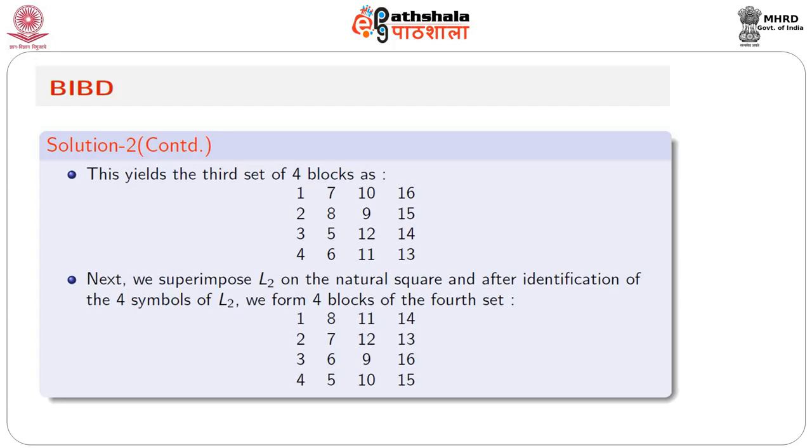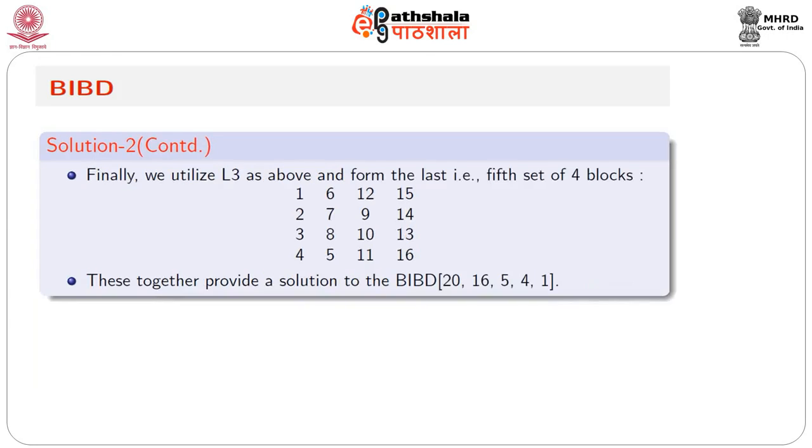Next, we superimpose L2 on the natural square and I will identify the four symbols of L2, namely alpha, beta, gamma, delta, with the numbers in the natural square, and we find that alpha corresponds to 1, 8, 11, 14 in the natural square, beta corresponds to 2, 7, 12, 13, like that we have these four rows again forming the four blocks of the BIBD. Next one is we have to superimpose the third Latin square L3, and in the above format we find out the last set of four blocks 1, 6, 12, 15, etc. So that is how altogether now we have a solution to the BIBD involving 20 blocks, each of size 4.